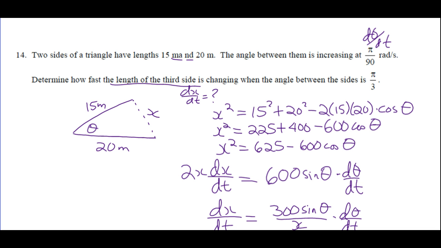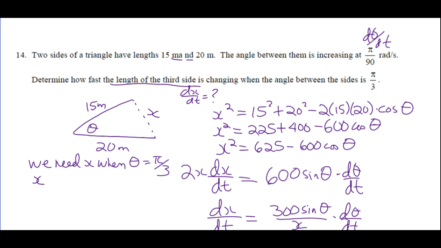So we need x, right? We need x when the angle between the sides is pi over 3. So that's the missing piece of the puzzle. We need x when theta is pi over 3. Now, luckily we have a pretty simplified form right here. We can just plug into this.